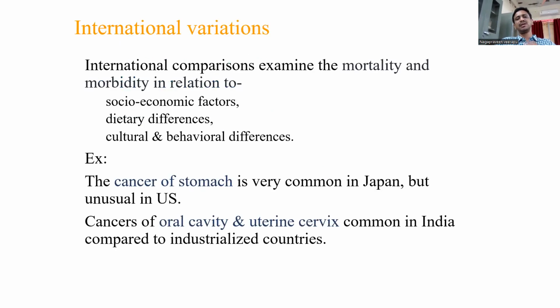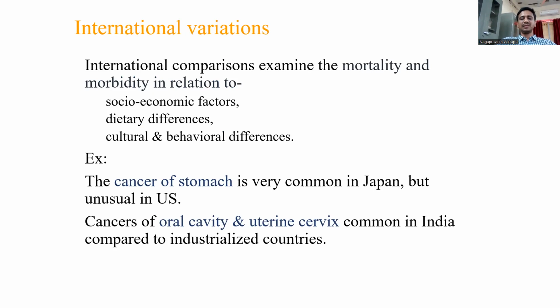International variations. International comparisons examine the mortality and morbidity in relationship to socioeconomic factors, dietary differences, cultural and behavior differences. So there are variations at international level. They may be in case of mortality or morbidity data. We take the example of stomach cancer, which is very common in Japan but unusual in the US. There are more stomach cancer cases in Japan than in the US. It means one country is having more, but the other country is not, when you compare.